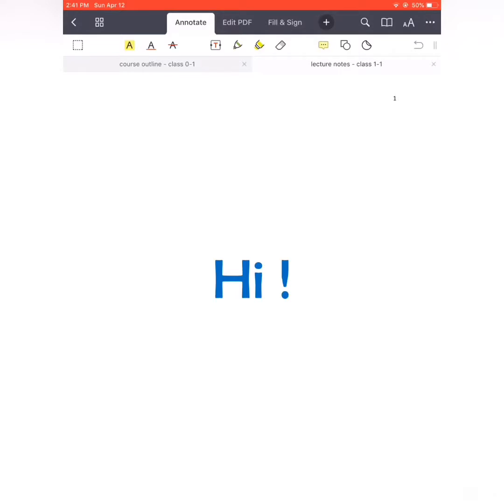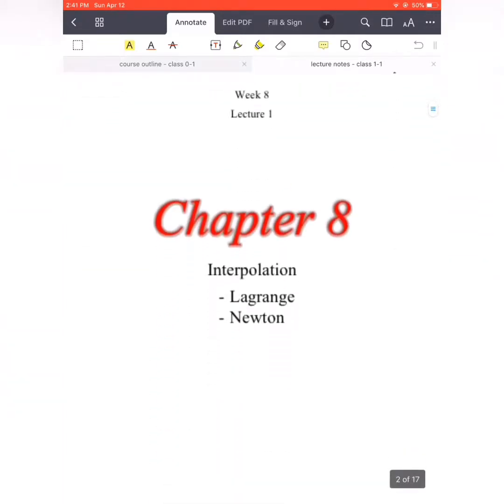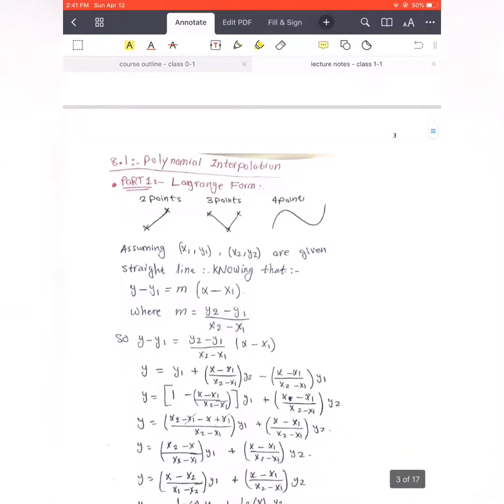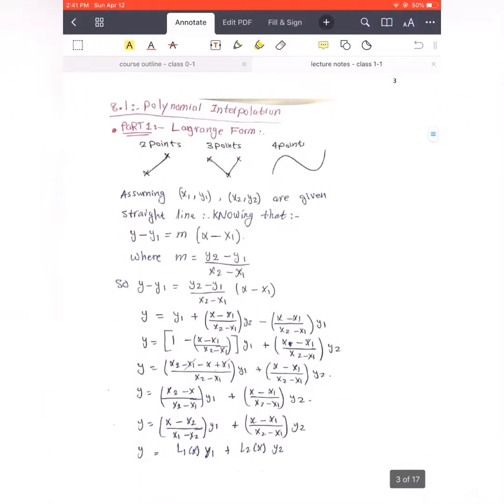We'll start now with the first lecture online. This lecture will talk about interpolation, Lagrange interpolation, and Newton interpolation, which is in chapter 8, and we are in week 8 as well. So this is about interpolation from the lecture note. Remember that we already had Lagrange interpolation. Today we will talk about Newton interpolation to make the lecture simple and not too long.